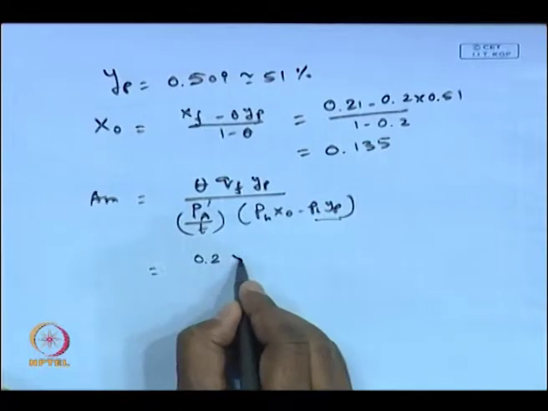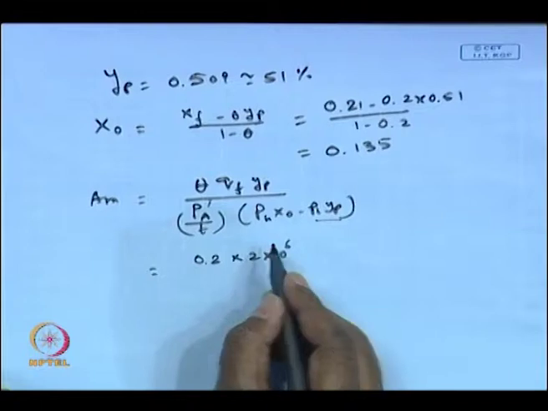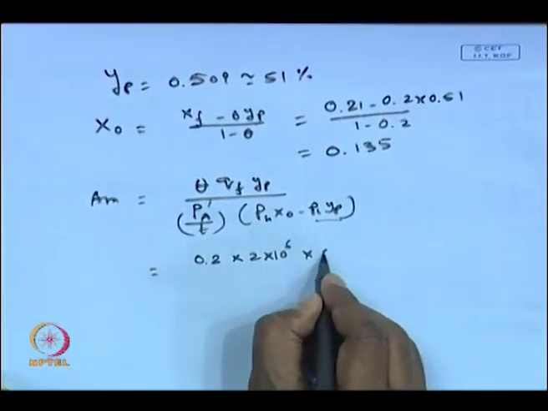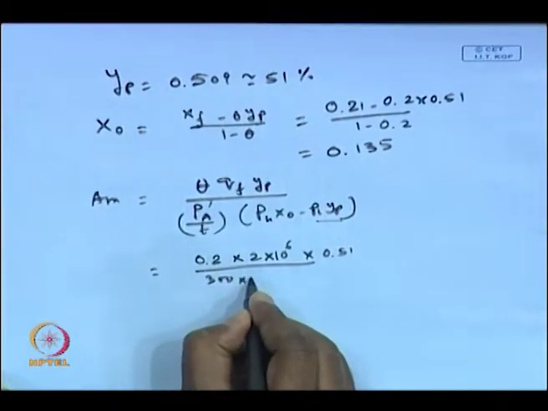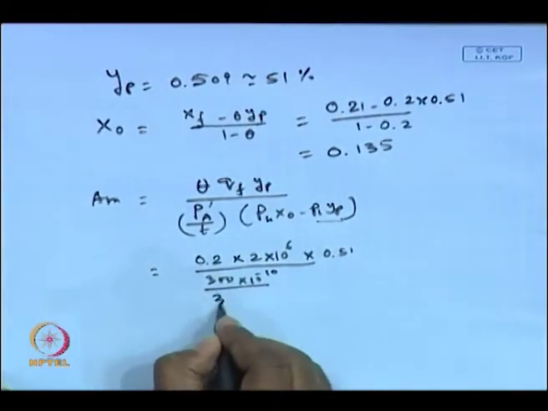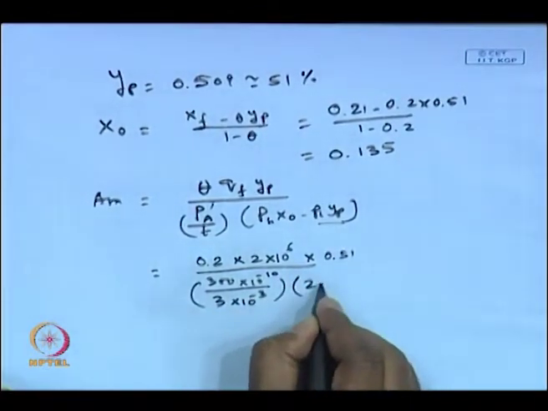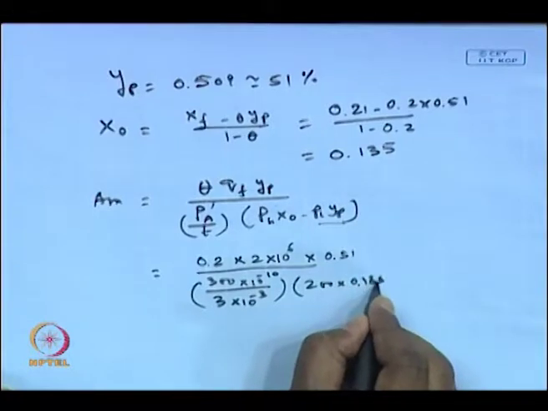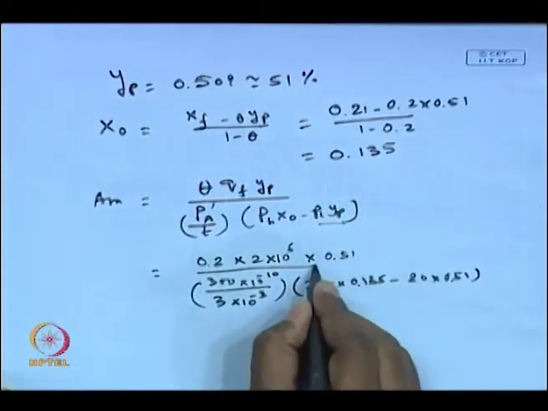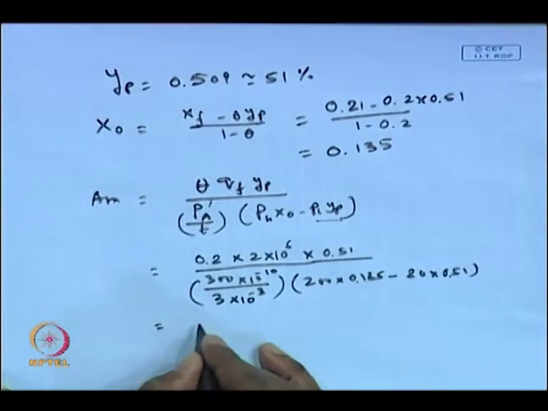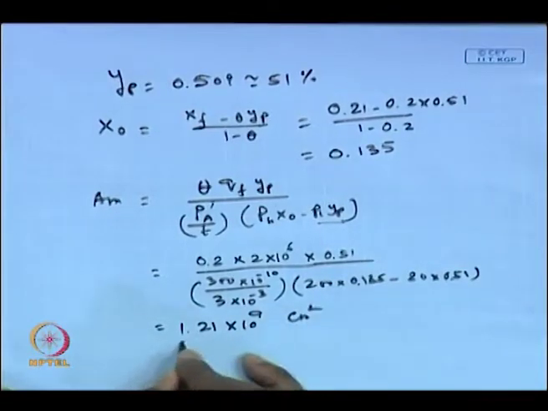So, it is 0.2 into 2 into 10 to the power 6, that was given, into 0.51, divided by 300 into 10 to the power minus 10 divided by 3 into 10 to the power minus 3, that is P_a prime by T, then 200 into 0.135 minus 20 into 0.51. So, this membrane area turns out to be 1.21 into 10 to the power 9 centimeter square.